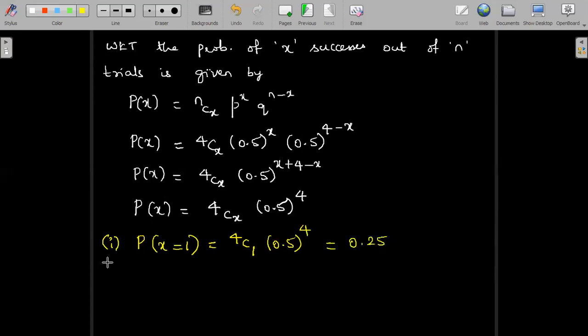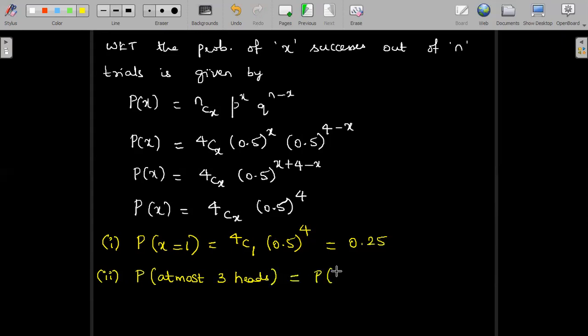0.25. So the probability of getting exactly one head is 0.25. Now the second part of the question: the probability of at most 3 heads. At most 3 heads. First we will write this down symbolically. So what is the representation for at most?